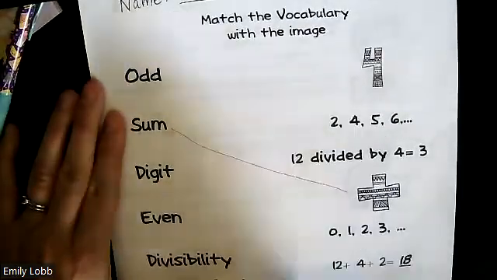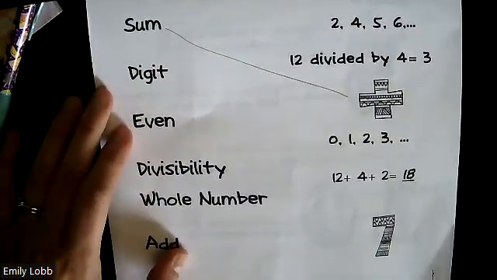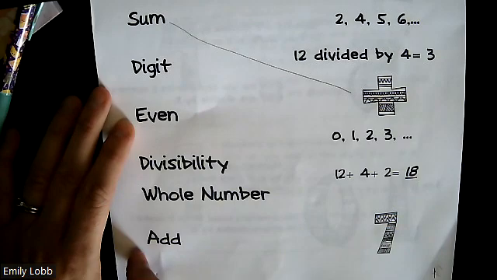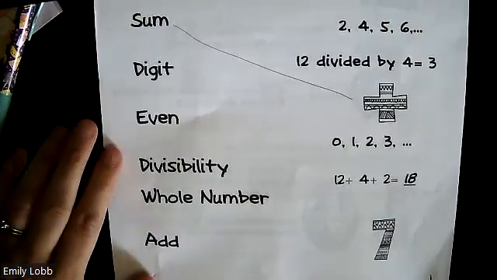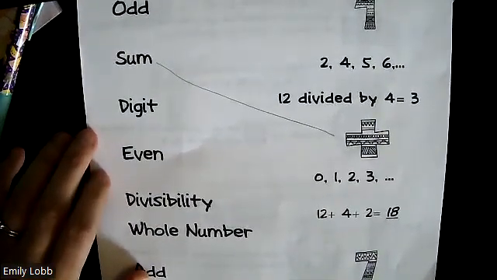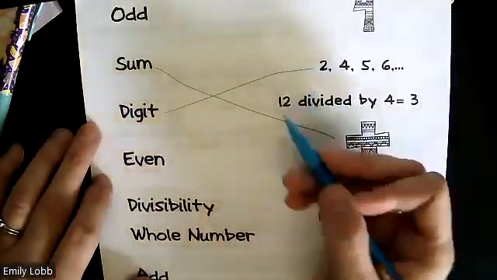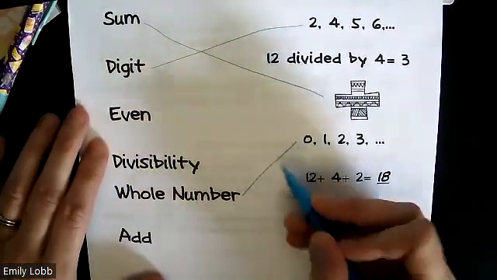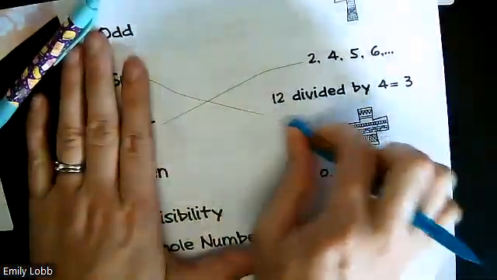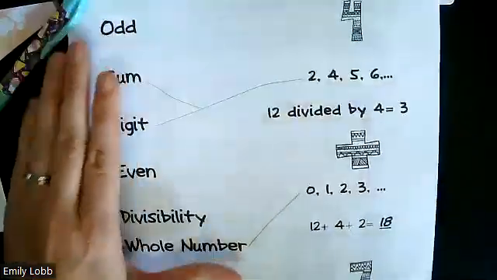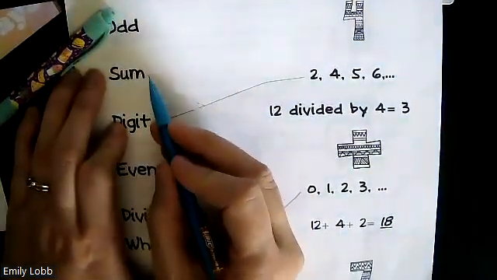Sum means to add, right? What is a digit? What about whole number? What are whole numbers? Which one did you say? 2, 4, 5, 6. Okay. What did you put for whole number? Did you do this? Oh, this isn't a good one for sum, is it? Which is the good one for sum? 12 plus 4 plus 2.